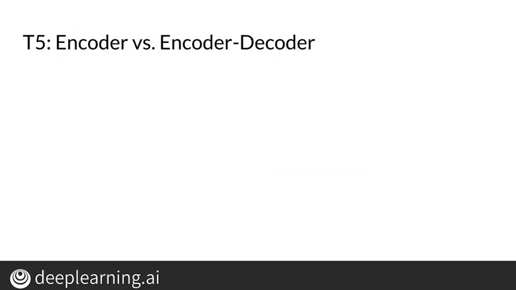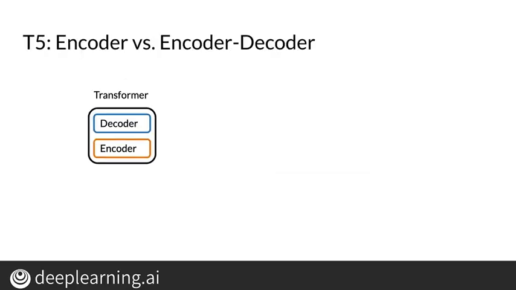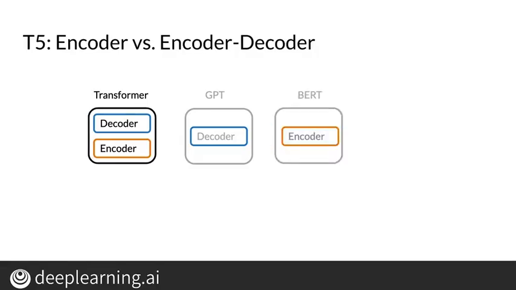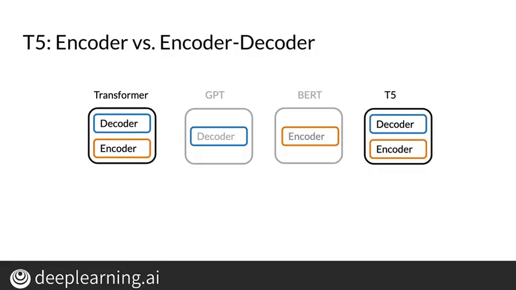So let's look at encoder versus encoder decoder. Over here you have the transformer, which had the encoder and the decoder stack, and then you had GPT, which just had the decoder stack, and then BERT, just the encoder stack. So T5 tested the performance when using the encoder decoder, as in the original transformer model, and the researchers found that the model performed better when it contained both the encoder and the decoder stacks.